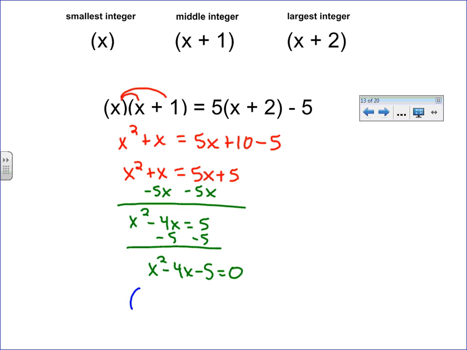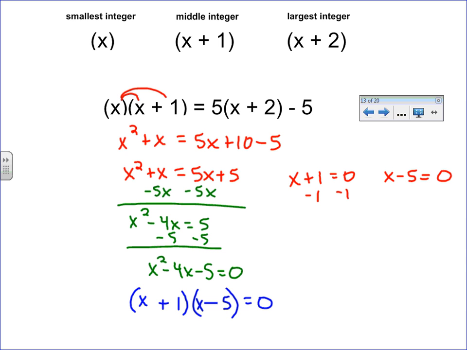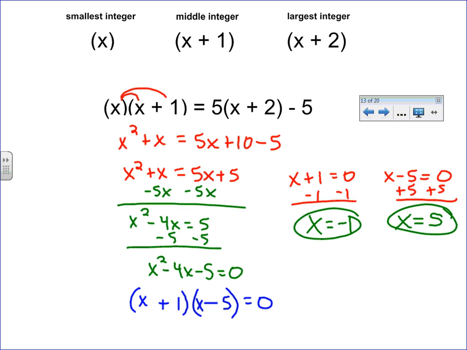From here, I have a quadratic, and I need to factor it. So I know that it's going to be 5 and 1, because those are the only numbers that give you negative 5. And I know that I need to have 4 left over, and that needs to be negative. So this number needs to be negative, and this number needs to be positive. When I set them both equal to 0, I have x plus 1 equals 0, and x minus 5 equals 0. Minus 1, plus 5. That means that x is equal to negative 1, and x is equal to 5.